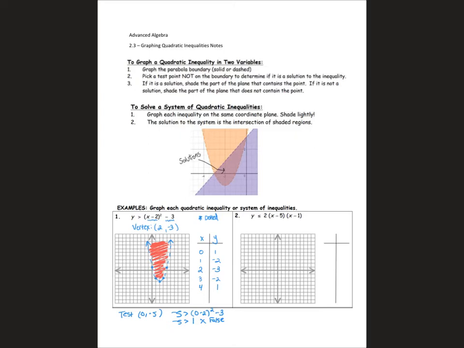All right, moving on to number 2. We have y is less than or equal to 2 times (x minus 5) times (x minus 1). So this is in factored form. Now, if you recall, if I set these factors equal to 0, these are going to be my solutions, my x-intercepts for this given quadratic inequality. So if I set x minus 5 equal to 0 and x minus 1 equal to 0, I get x equals 5, x equals 1. So I know that my x-intercepts are at 1 and 5.